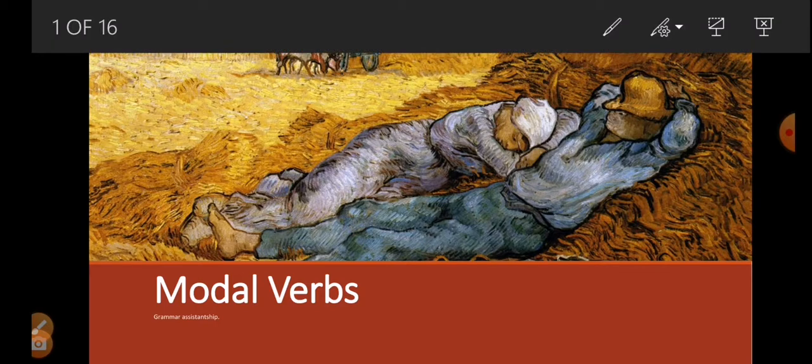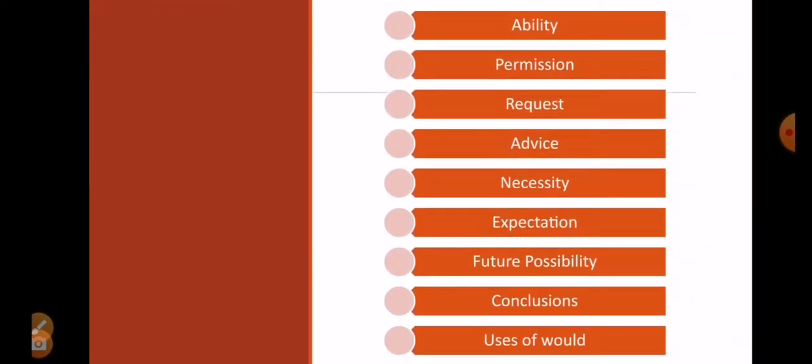Let's start. If you remember, we said that modal verbs are can, could, may, might, shall, should, must, have to, will, would, had better, ought to, need, and so on. And as you have read in the tables in your roundup, each modal verb may have more than one function or more than one role in a sentence. For example, some modal verbs can be used for ability, permission, request, advice, necessity, expectation, possibility, conclusions, or what we call logical assumption. And we talk in this presentation also about how we use would in many cases.